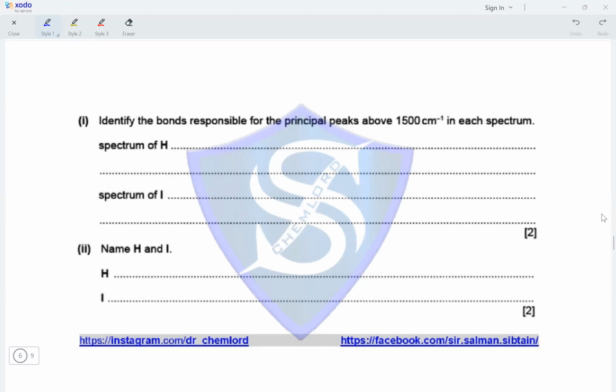Identify the bonds responsible for the principal peaks above 1500 centimeter inverse in each spectrum. So in spectrum H, we've got a peak for the C double bond O group and a peak for the OH group that is part of the C double bond O group. And in spectrum I, we have a C double bond O group present and a weak peak for a CH bond as well. These are above 1500 because if we look at the entire spectrum, we have a C single bond O peak present in both.